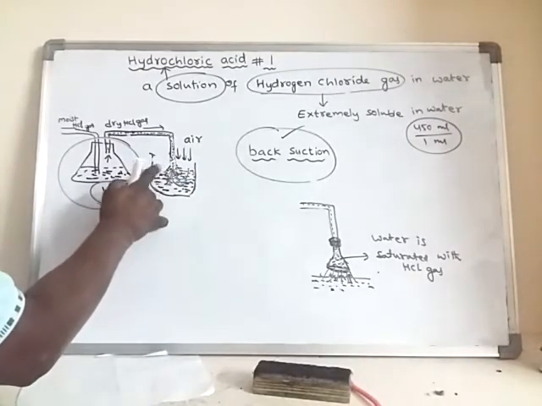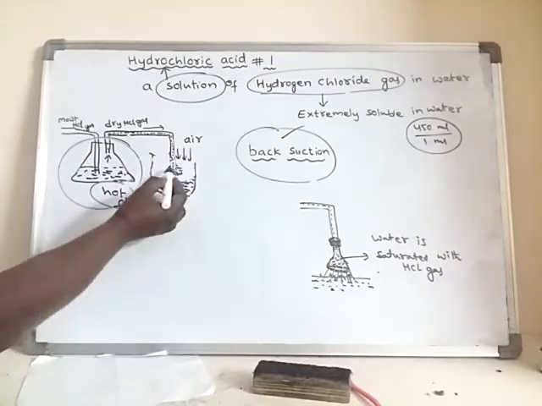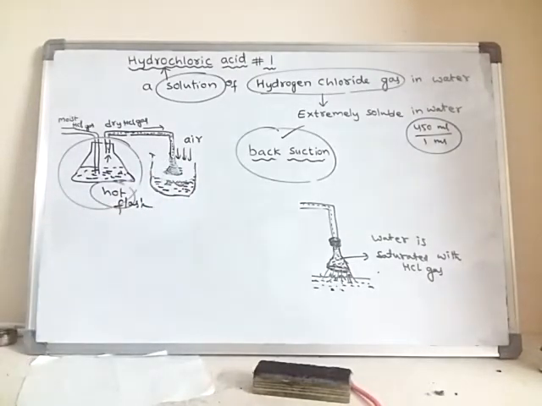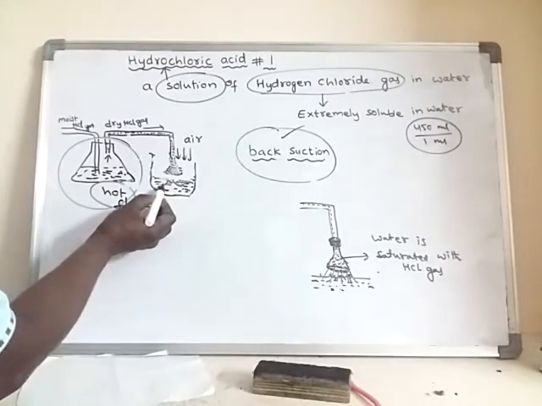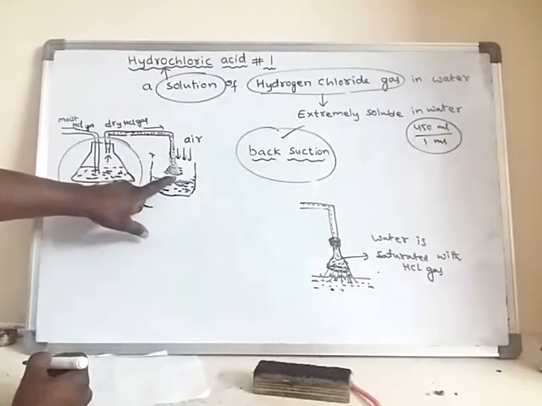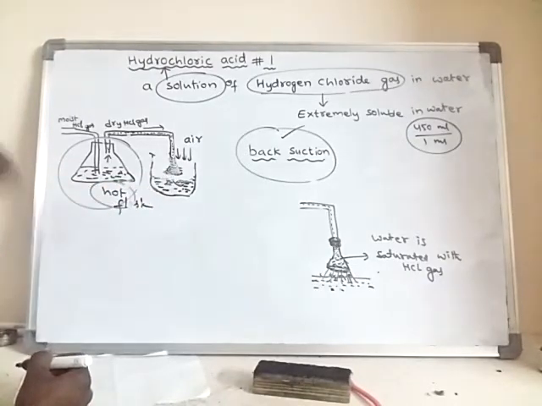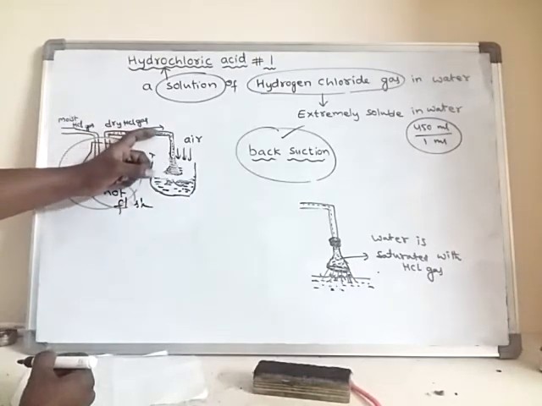And the same process continues. Until the level of water decreases, the water will enter into this funnel, and the hydrogen chloride gas coming here will dissolve in the water present in the funnel. Now the further entry of water is prevented because of the presence of an air gap. There is an air gap between the funnel and water, hence this water cannot enter into this one. So again from here the HCl gas is coming.